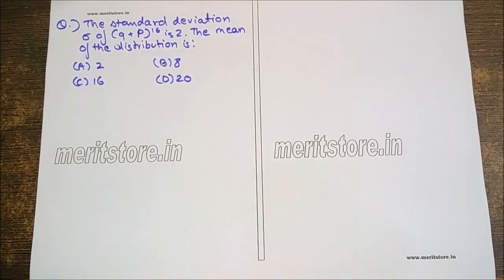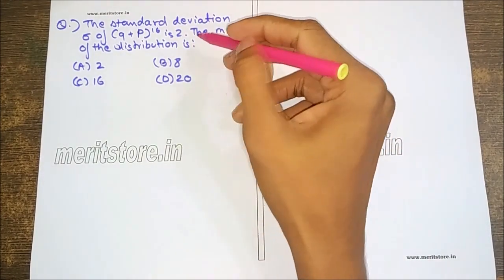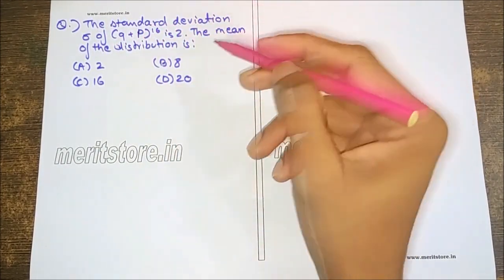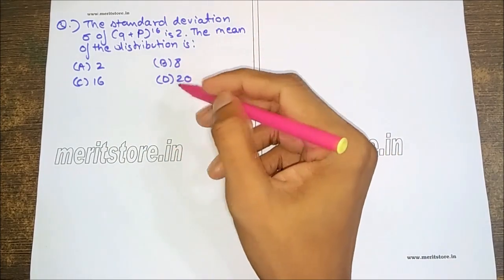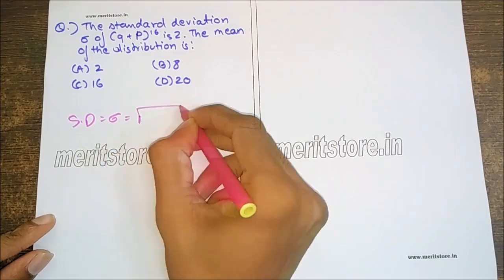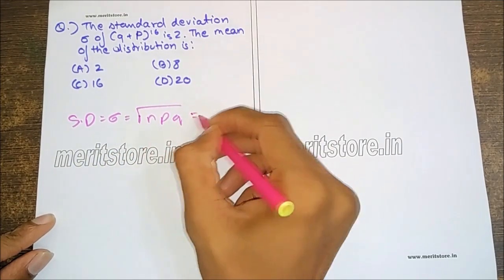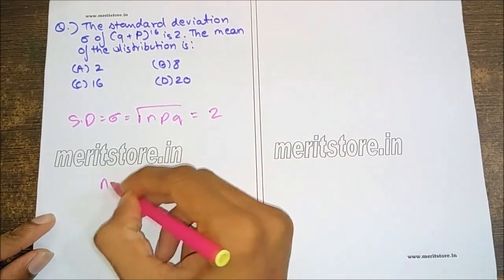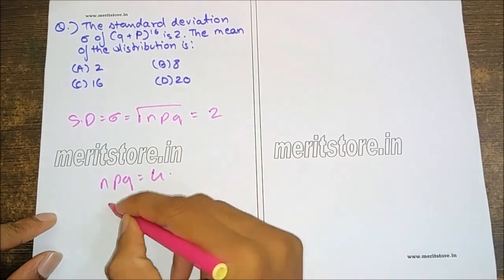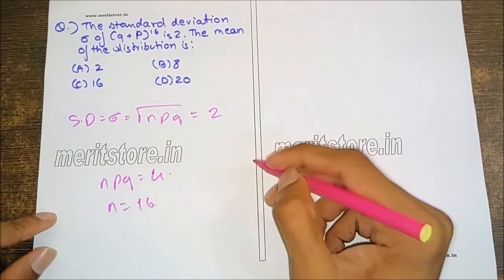Let's see MCQs on binomial distribution. The standard deviation of (q plus p) the whole raised to 16 is 2. The mean of the distribution is, we are given 4 options. So the standard deviation sigma equals under root of npq, which is equal to 2. Therefore we get npq is equal to 4, where n is equal to 16.